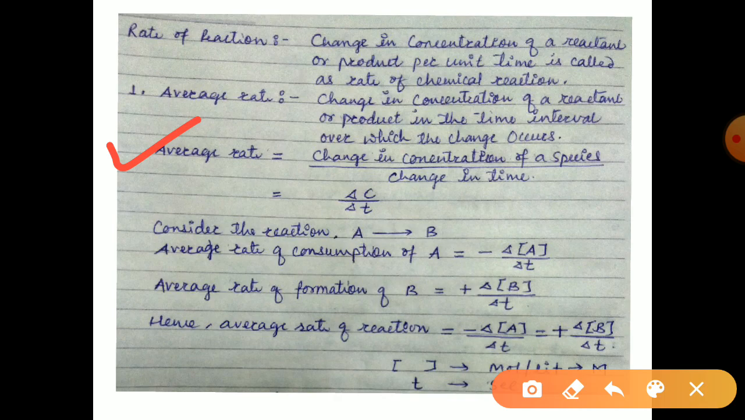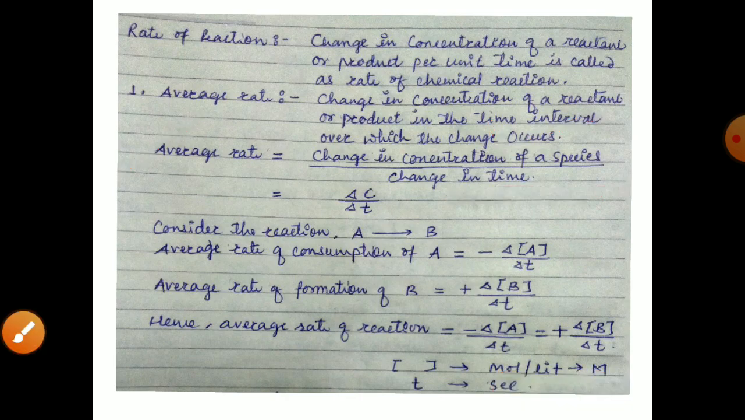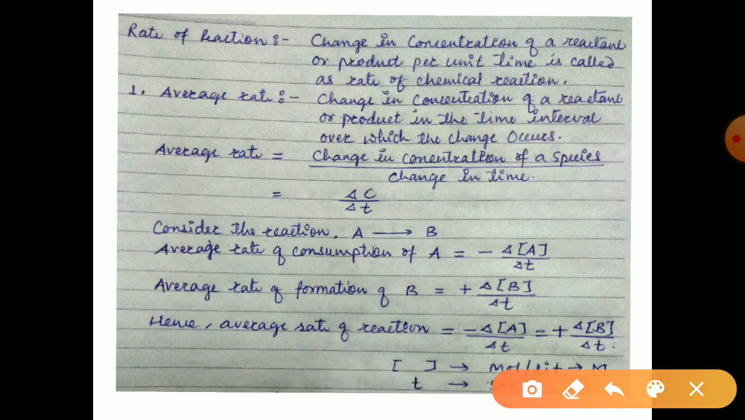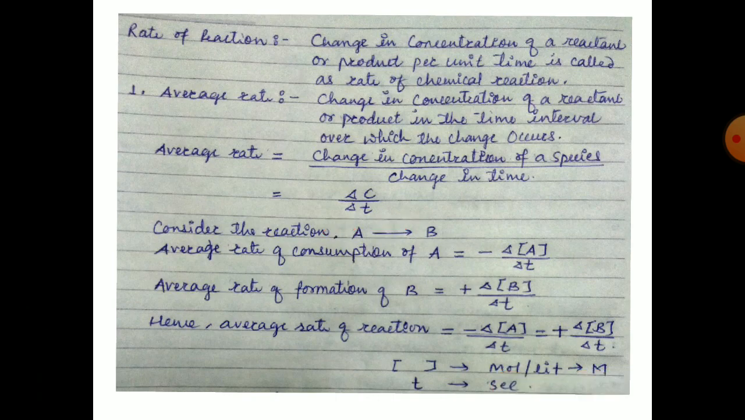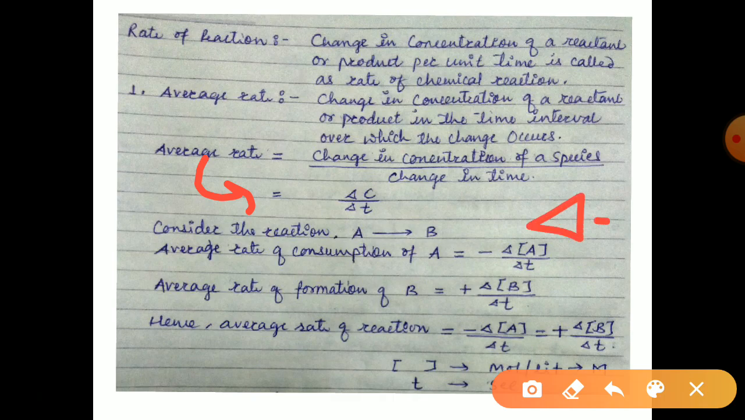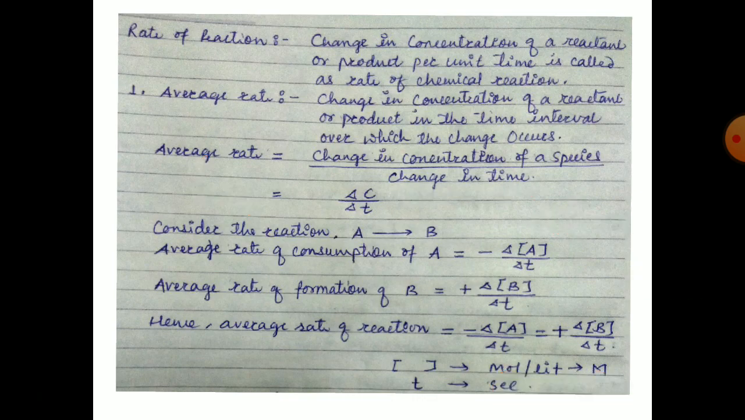Average rate is written in equation form: change in concentration of a species divided by change in time. This is the time interval, a large time interval. Change is indicated by delta. Change in concentration is delta C, where concentration is indicated by C, and change in time is delta t. In this way we can denote the average rate. Delta stands for a large change, so the time interval will be large.